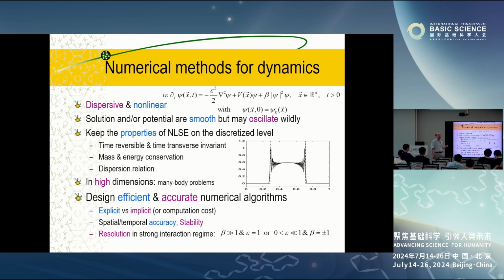Also, in our study, we are paying particular attention to the resolution of the numerical method in the strong interaction regime. So either when my epsilon equals 1, my beta is much larger, like beta equal 1,000 or even larger. You imagine like cold atoms with a million atoms there. Or when beta equals plus or minus 1, but my epsilon is small. The question is how each method performs when epsilon goes smaller, for the given method, how your mesh size and time step depend on epsilon.